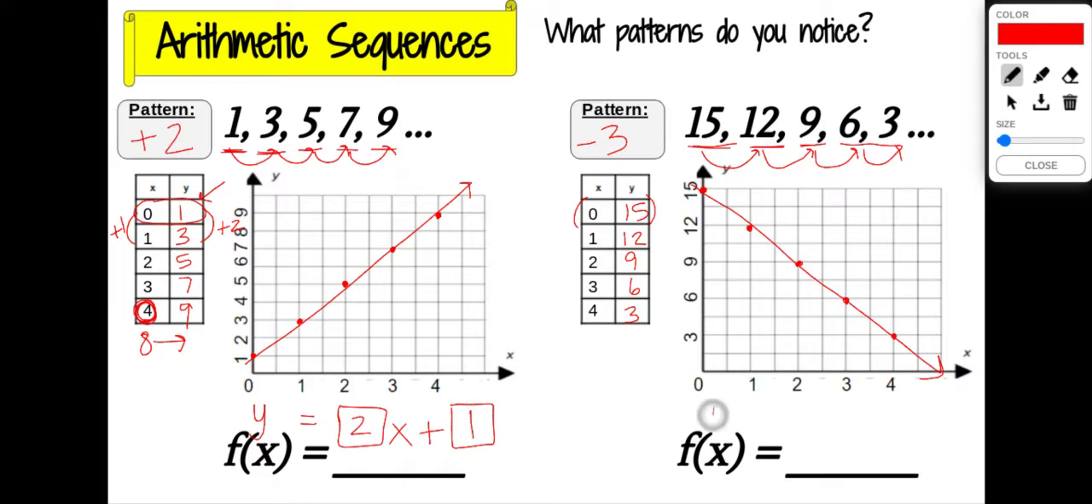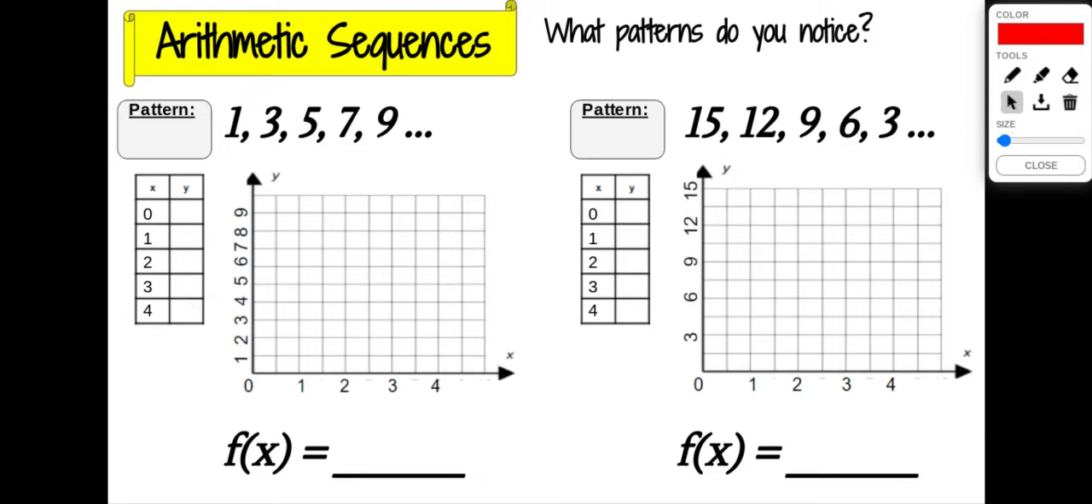So let's write the function rule. We can either use y equals or f of x. So we have our slope, mx plus b. Our y-intercept is the b, and of course, that's the 15. That's where it touches the y-axis. And then your slope, your rate of change, looks like we're minusing 3, right? That was our pattern. And then the x is plus 1. So y equals negative 3x plus 15. So with arithmetic sequences, we're going to see constant minus patterns or constant addition patterns. We're also going to see straight lines, linear. We're going to have linear functions.